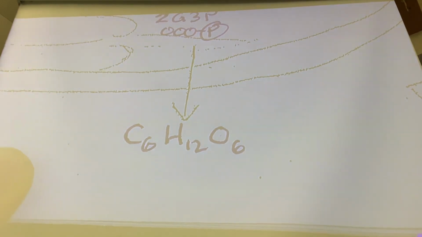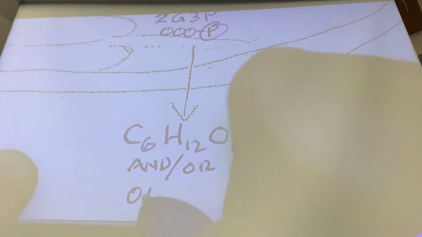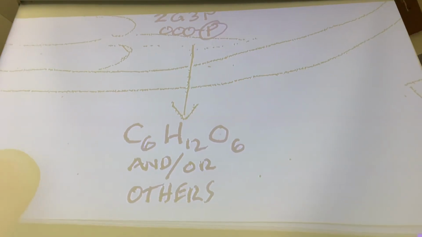Now, is it only glucose? No. You remember from that slide I showed you. It's everything. So we're going to write here, just to remember that, "and/or others." Because we're going to be able to make everything the plant needs from this G3P, from this triose phosphate.